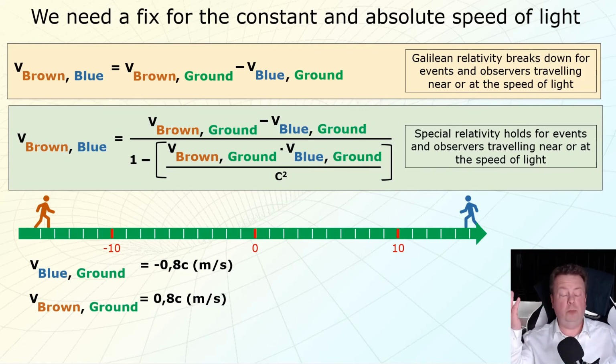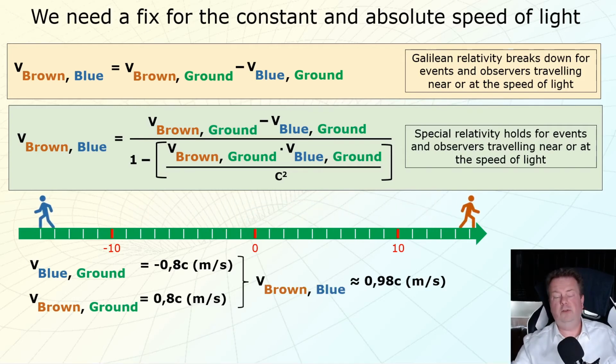So our normal brain would say the relative velocity between the two would be 0.8 plus 0.8 is 1.6 times the speed of light. But that's not the case. You need to use the second equation. And they will go head to head at 98% of the speed of light. Stuff becomes even weirder.